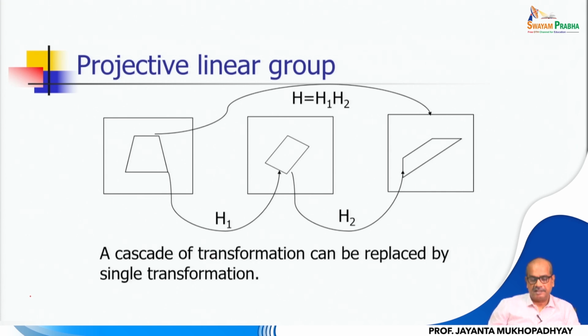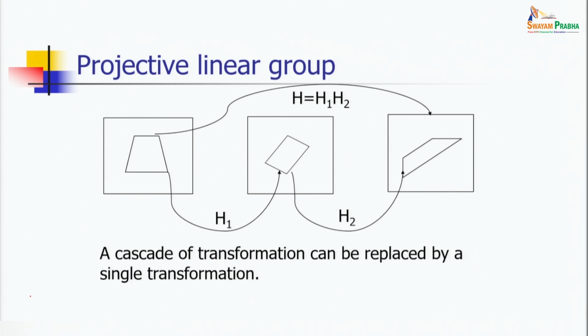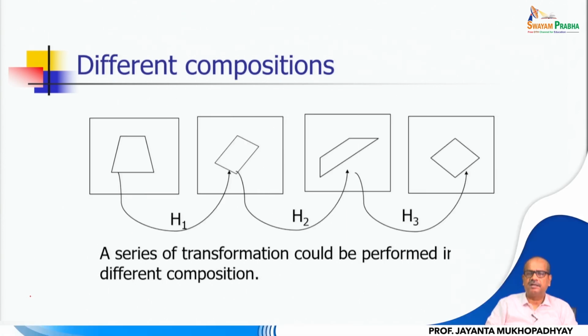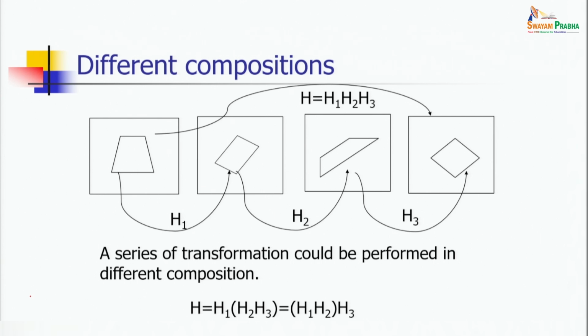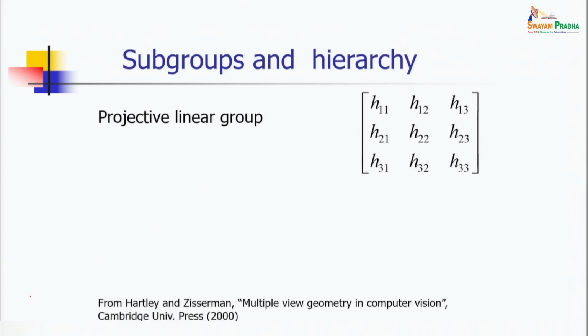So as I mentioned, a cascade of transformations can be replaced by a single transform. This is explaining that associative feature, as I was telling you, that if I consider 3 cascaded transformations, you can compute in different orders.